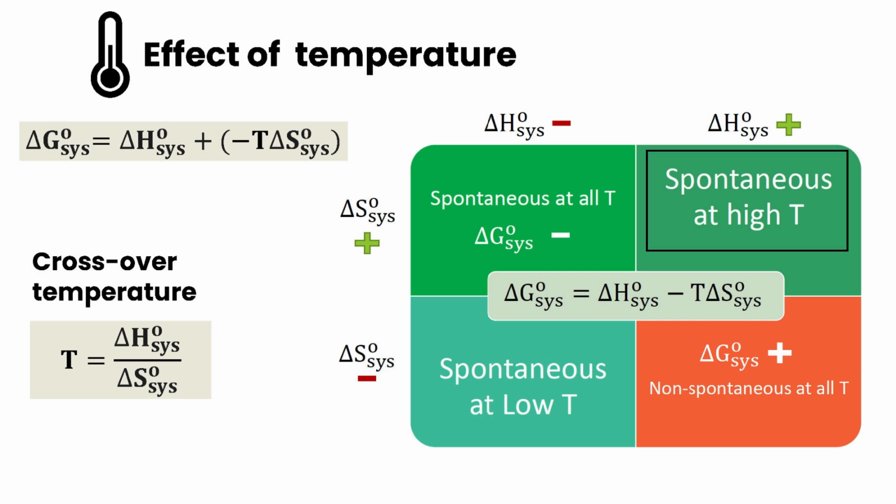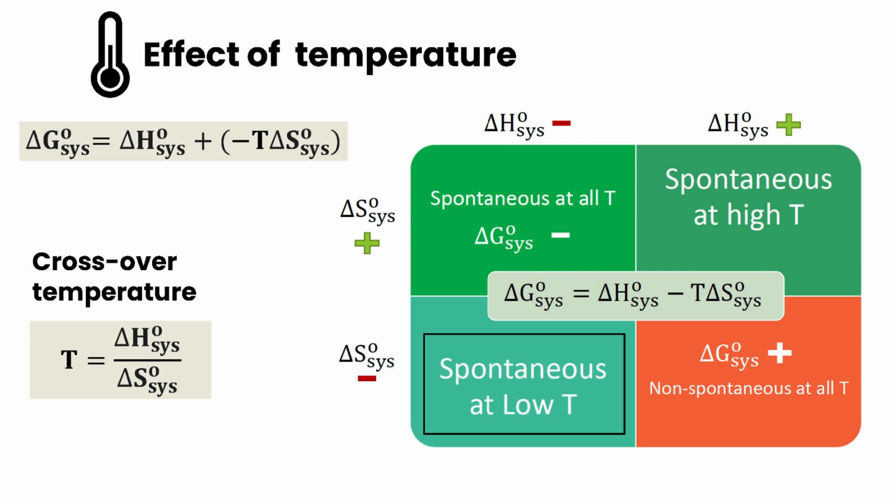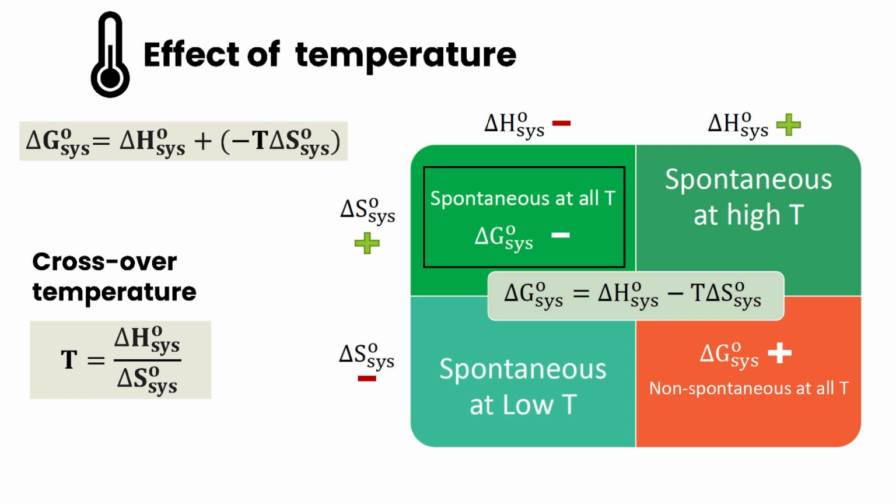Both positive: spontaneous at high T, non-spontaneous at low T. Both negative: spontaneous at low T, non-spontaneous at high T. Delta H negative, delta S positive: delta G is always negative, spontaneous at all temperatures. Delta H positive, delta S negative: delta G is always positive, non-spontaneous at all temperatures under those conditions.